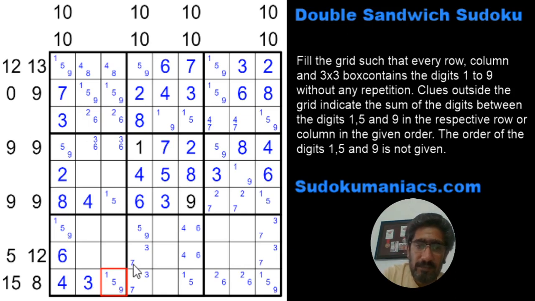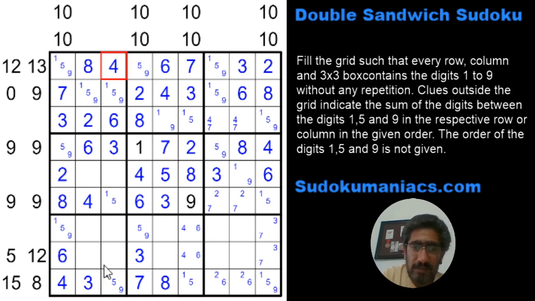So if this is a 3, then this becomes a 7 and a 3, and this gives me an 8 for the sum of 15. Right? So with this 3, this becomes a 6, this becomes a 3, this becomes a 2, this becomes a 6. And with this 4, this is an 8 and a 4. Right?